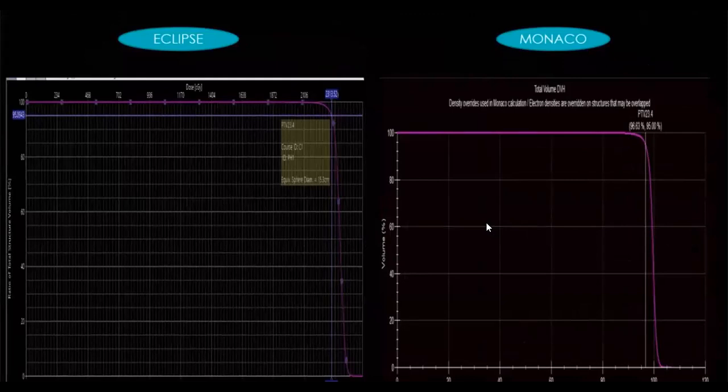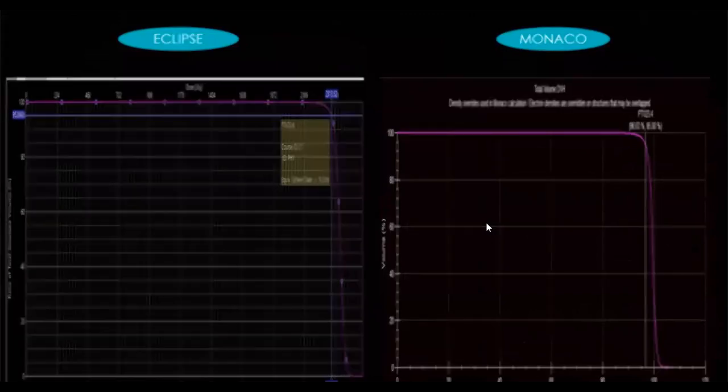We see here on the left, Eclipse, the DVH for the BTV, that 95% of the volume of the BTV is covered by 98% of the dose in the Eclipse plan. While in Monaco, we see here that 95% of the volume is covered by 96% of the prescribed dose.